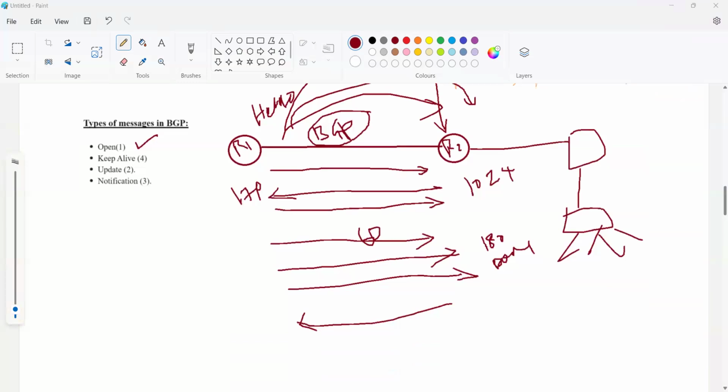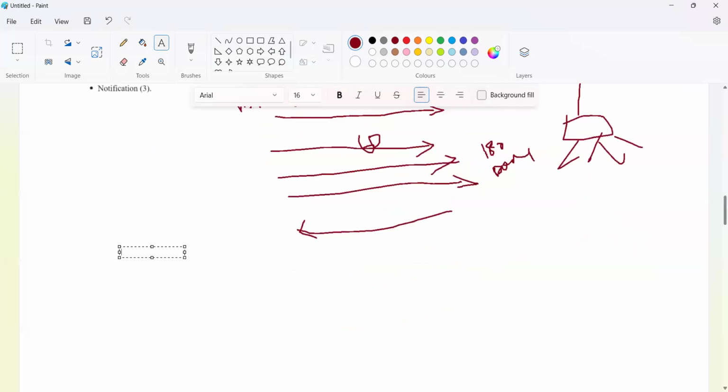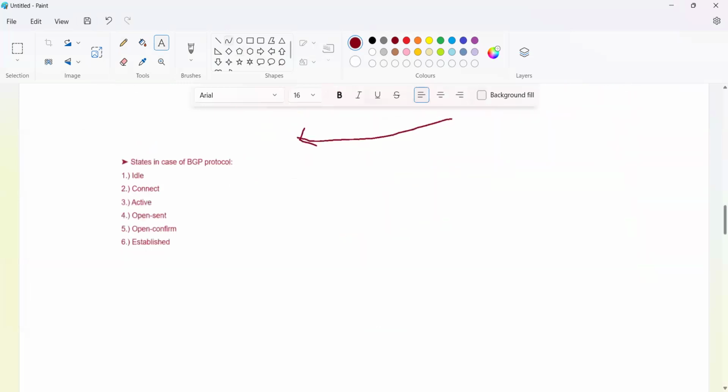Whenever the neighborship is forming, we have states. We will go through them one by one. First is the idle state. Then the second one is connect, active, open sent, open confirm, and established.